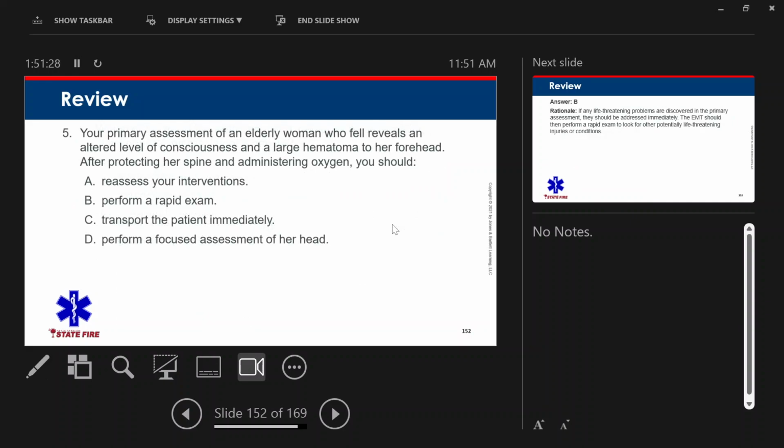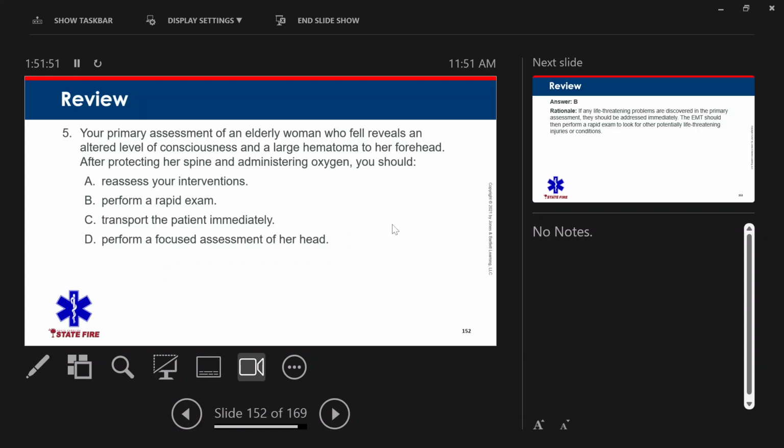Your primary assessment of an elderly woman who fell reveals an altered level of consciousness and a large hematoma on her forehead. You protect her spine, you give her oxygen, then you should. Told you it was kind of tough. C. Transport the patient immediately. Let's take a look at all the answers, because these questions are tough. Okay? Make sure you read all of them.